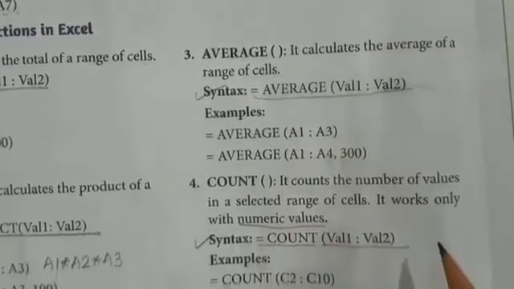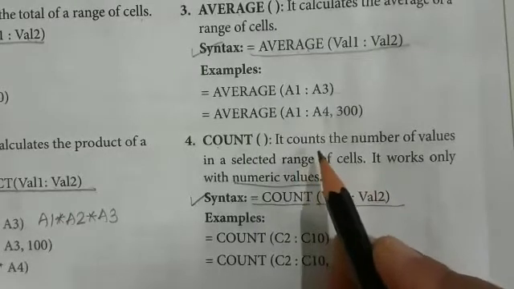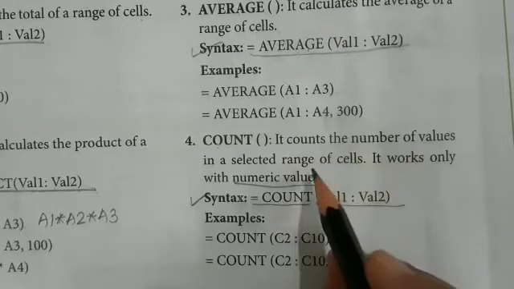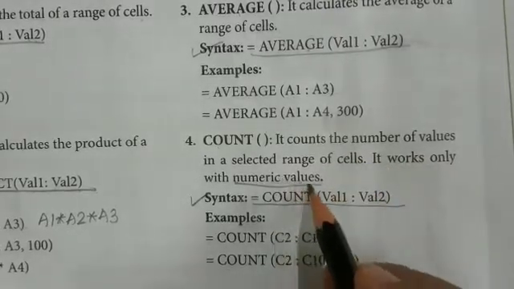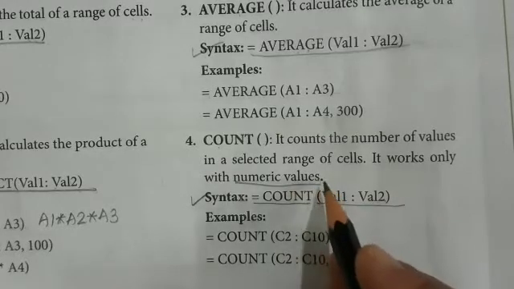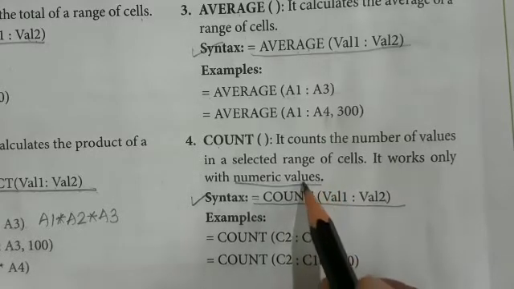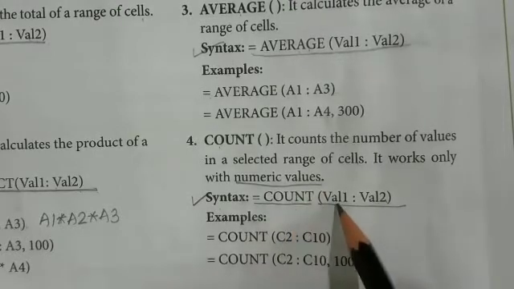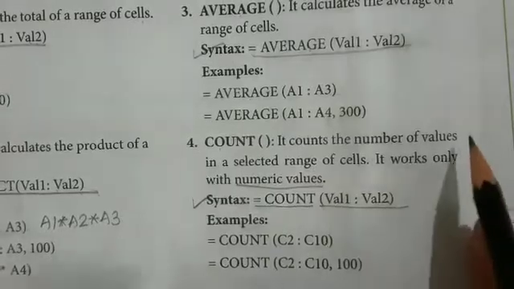Let's see the count function. Count function calculates the number of values in the selected range of cells. It works only with numeric values. It will not work with empty cells or text values. It will only work with numeric values. Equal sign COUNT, in the brackets the cell reference.